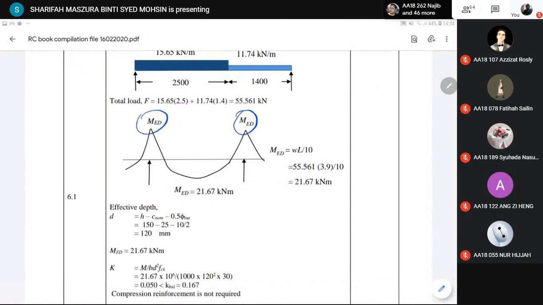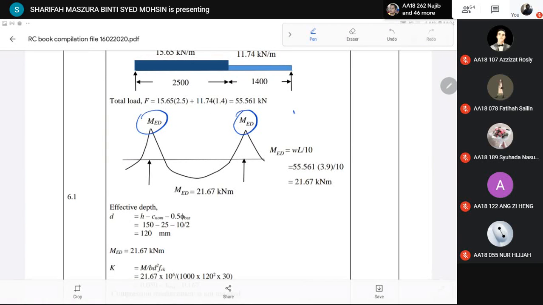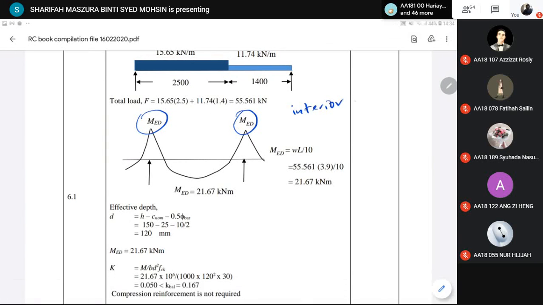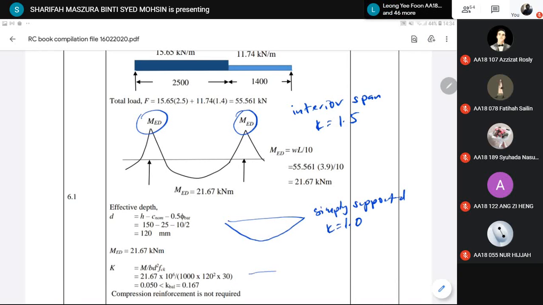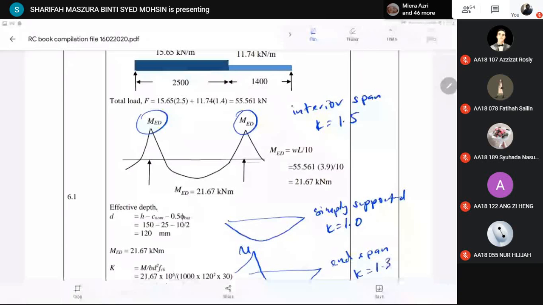So in this case, K, this is what we consider as the interior span, K equal to 1.5. If simply supported, there's no moment at the support. So this is simply supported, K equal to 1.0. If you only have one moment at the support, so this is what we call end span, K will be 1.3.